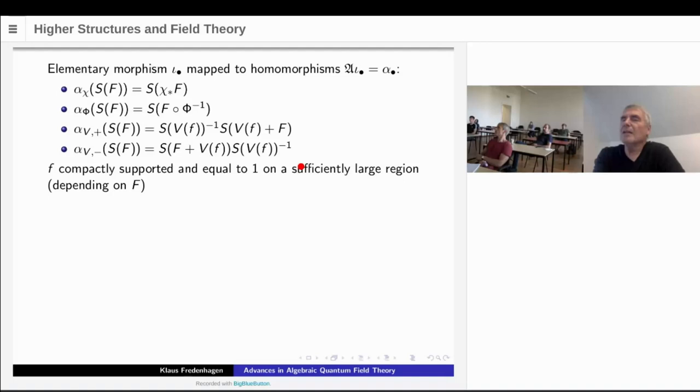And then because each arrow in the category Dyn is the product of these elementary arrows, the same then holds for these maps. So of course one has to check that all of these maps are really homomorphisms. Actually it turned out that if chi is bijective, then all these maps are even isomorphisms. You just check that the causal factorization relation and this dynamical relation are preserved by these maps, and that these maps are invertible. Okay.